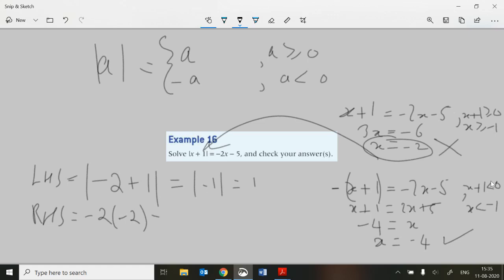So we've got plus 4 minus 5, and so that's giving you there minus 1. So you see that the left-hand side is not equaling the right-hand side there. Okay, so we can see that again there's this kind of conflict, and that does not check. But when we put this into here, you will find out that it does check.